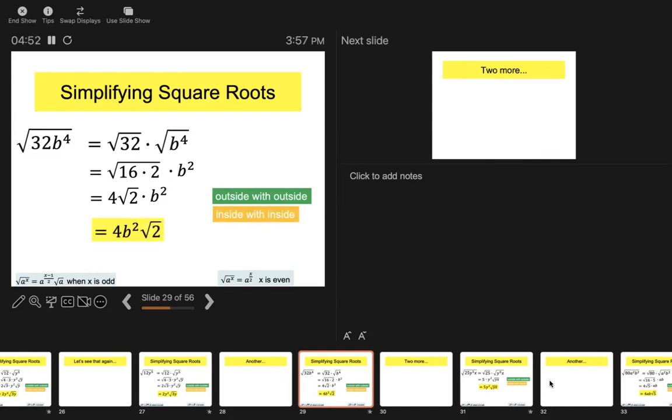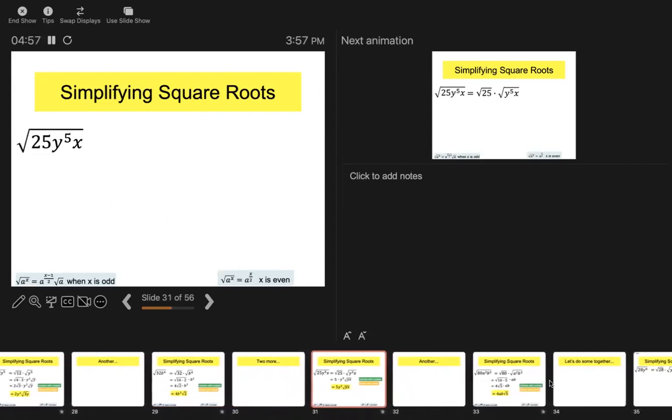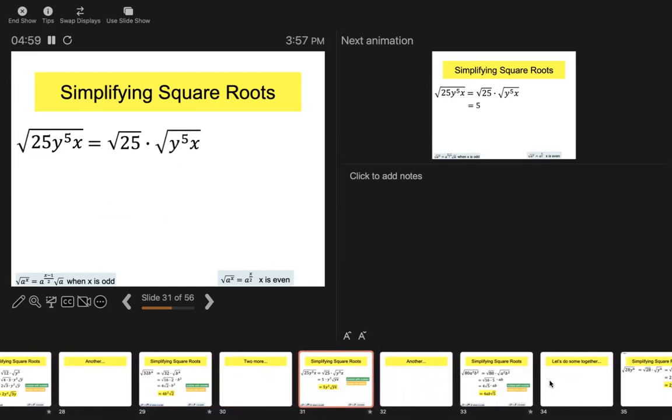I said we're going to do a bunch of these. Oh, we got two variables now. Separate it. All right, the square root of 25 is a perfect square. Square root of 25 is 5.